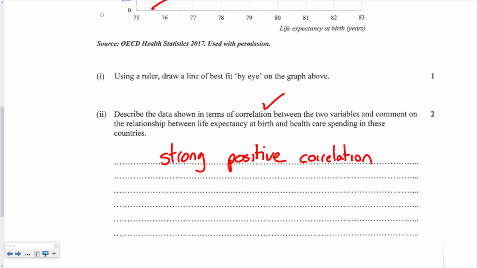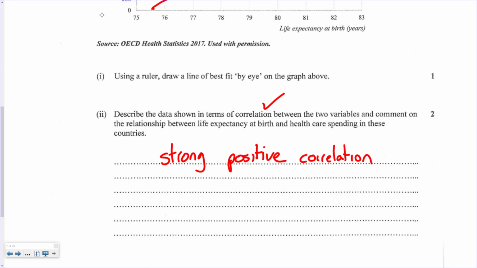A common thing that I noticed, and I marked incorrectly because of it, people started talking about age, like as people's age gets higher, they spend more in healthcare, which does make sense, but we're not talking about age here. There's a difference between life expectancy and age. Age is your current age, whereas life expectancy is the age that you're expected to live to before you die.